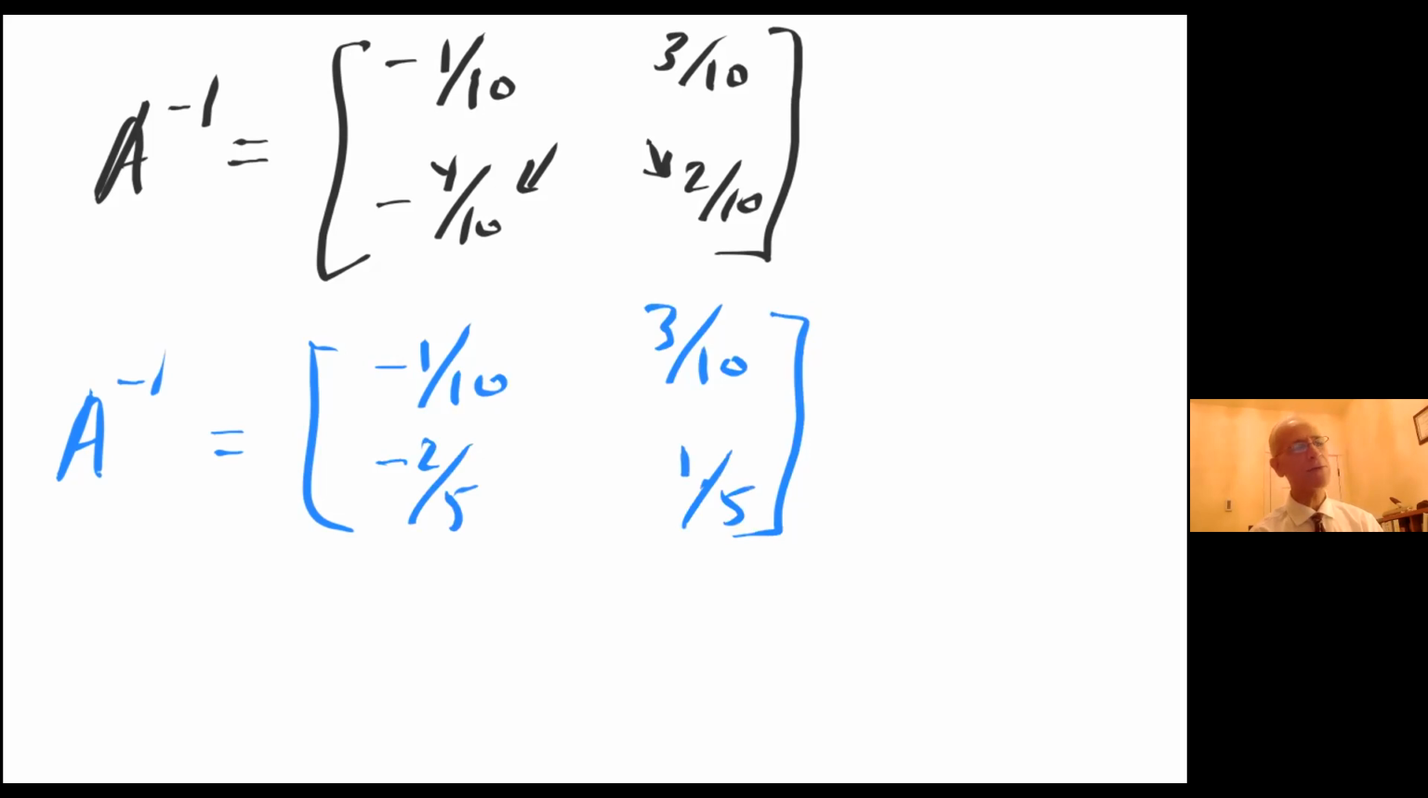And so suppose I want to check my work. Suppose I want to know, hey, is this really A inverse? Can I do that? Sure. How do I do that? I know that A times A inverse should give me the identity.